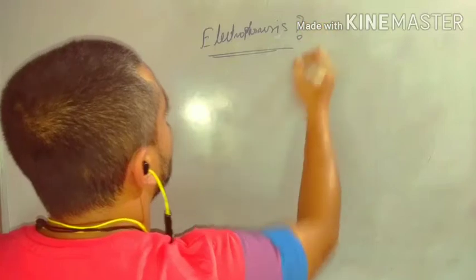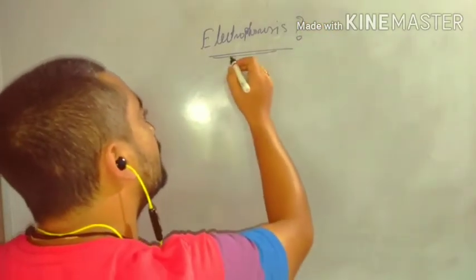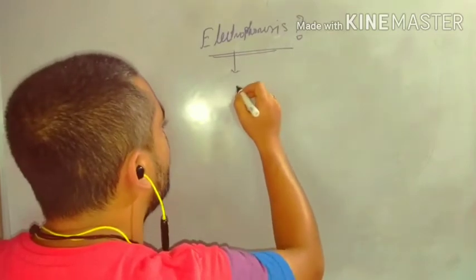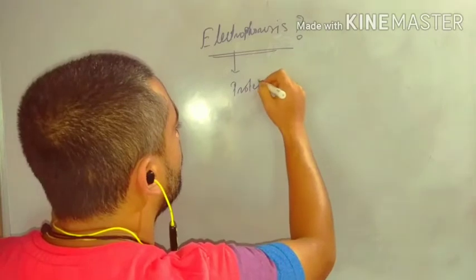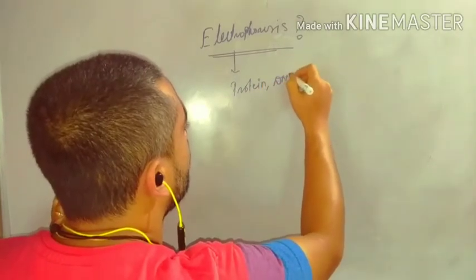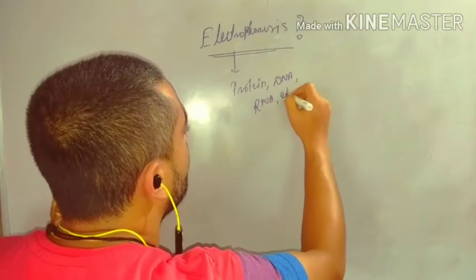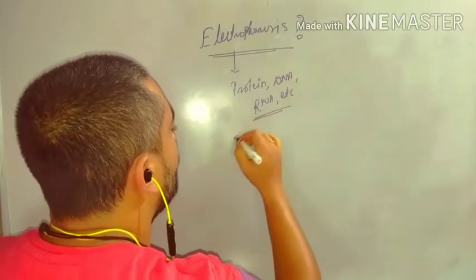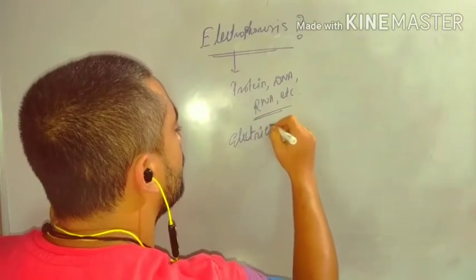Now, what is electrophoresis? Electrophoresis is a technique by which we separate various molecules, say protein, DNA, RNA, etc. with the help of electricity.